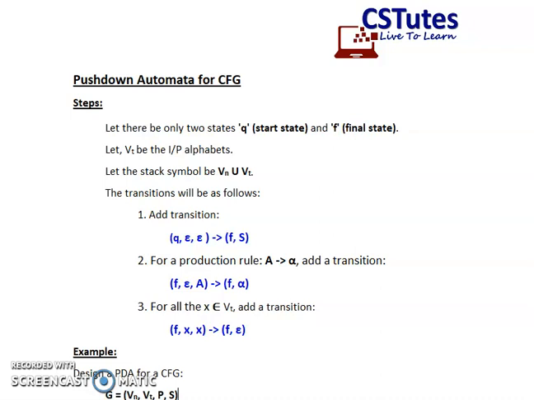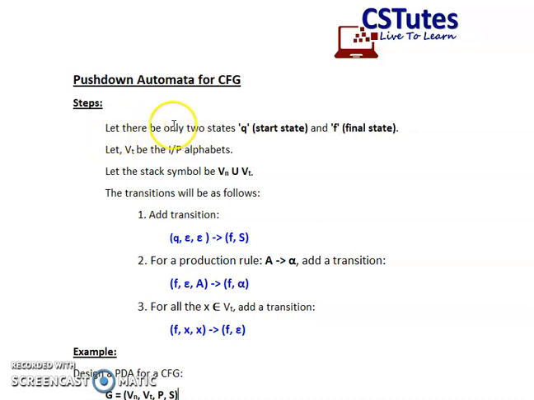In our last video, we discussed the steps for converting a CFG to a PDA. Now we are going to apply these steps in order to find a pushdown automata for a given context-free grammar. So these are the steps which are shown over here, which we had discussed in our last video.